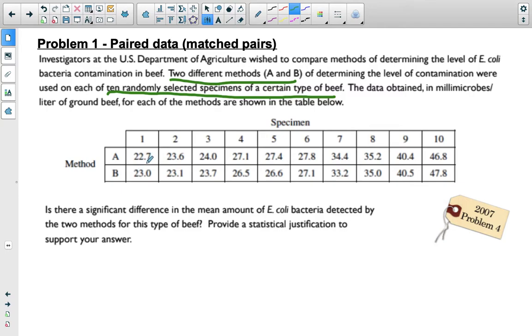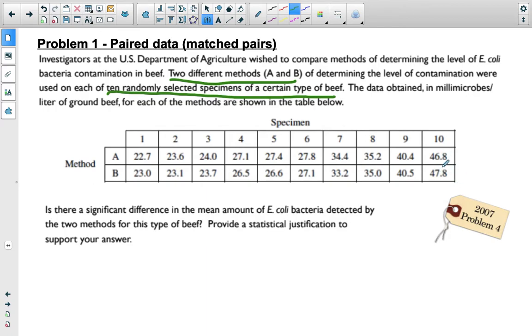So it makes sense, if method A and B are both valid ways to detect E. coli, that these numbers should be pretty close. And clearly, specimen 1 had a lower level of E. coli than, let's say, specimen 10 over here. They're different pieces of meat. Maybe they've been sitting out longer, who knows, but this one right here clearly has a higher rate of detection. The question is, is A or B better than the other?